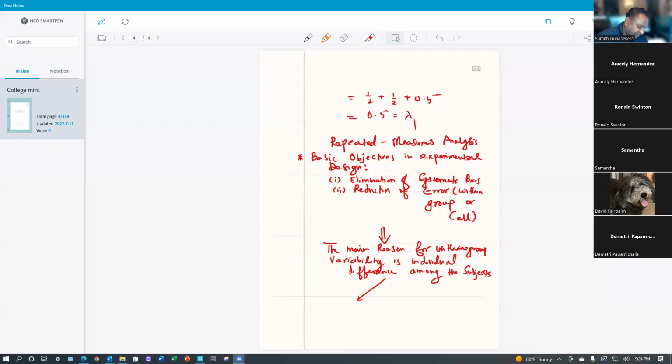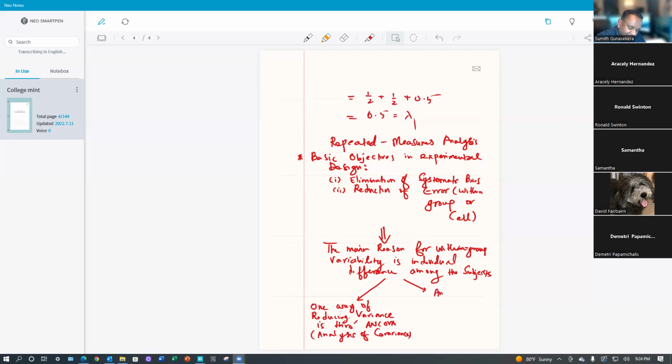So one way of reducing that variance or error is through ANCOVA. ANCOVA means analysis of covariance. Covariance, not the variance, analysis of covariance. That's one procedure, and we're not going to discuss that procedure. Instead of that, we're going to go to the second one.